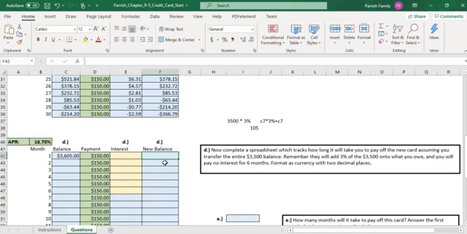So the new balance this time, we could do the same thing that we did up above. We can do the balance minus the payment plus the interest equals the new balance. But the interest is going to be 0 this time. So our balance is in C42, minus the payment, which is in D42, and then plus the interest, which is in E42.